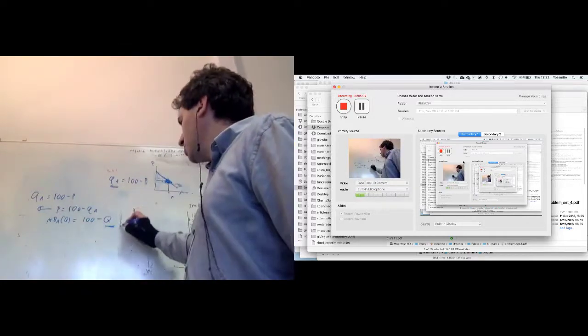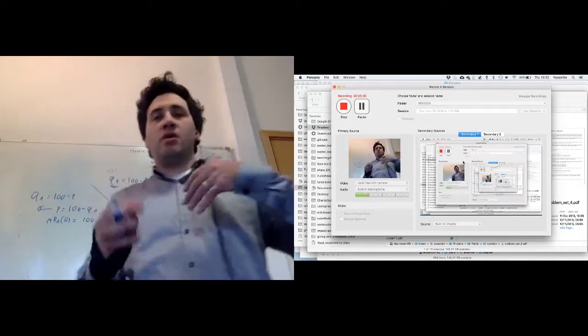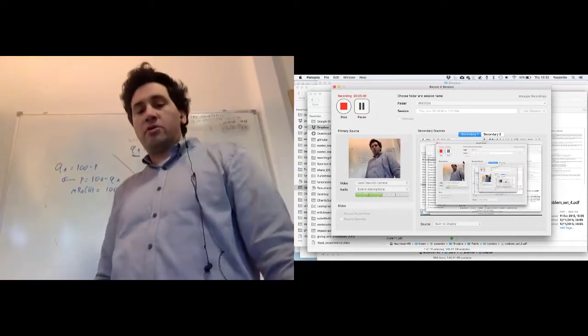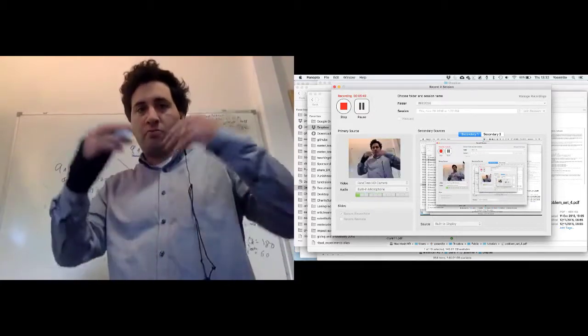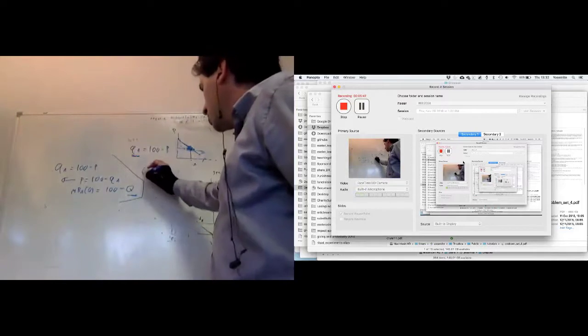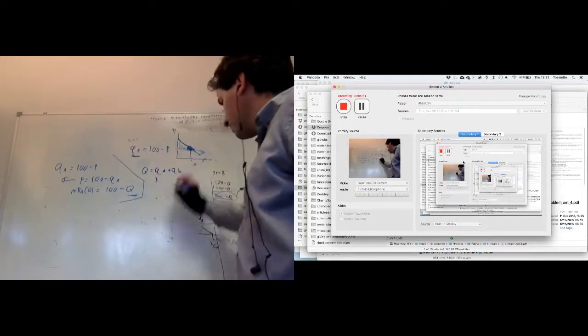Now, why did I sub in Q for QA here? Well, as this is a public good, it doesn't matter whether they purchase the good or the other person or anyone purchased the good. What matters to them is the amount of the good being provided by someone. They benefit from the total amount of the good provided. So we'll call Q equals QA plus QB.